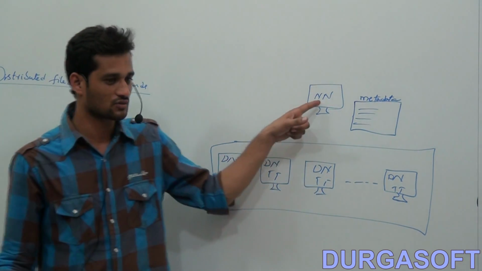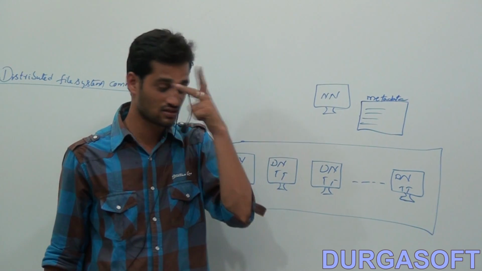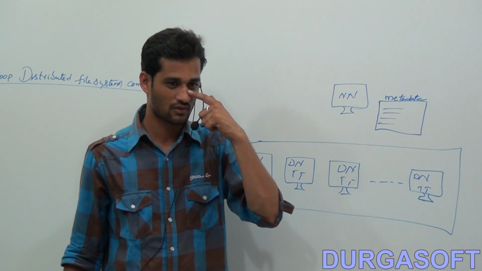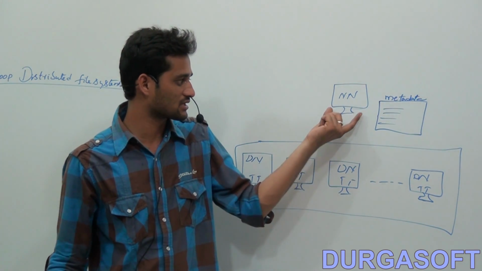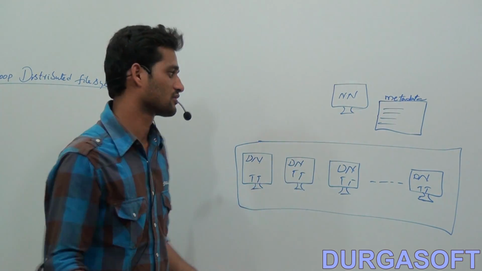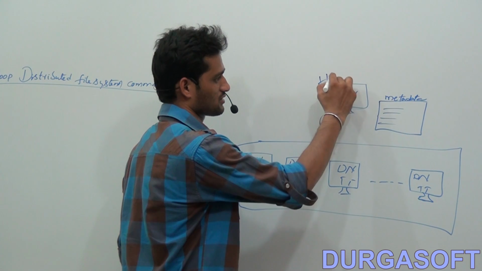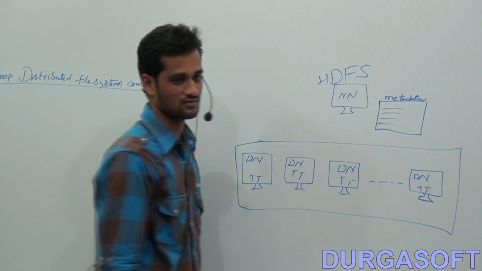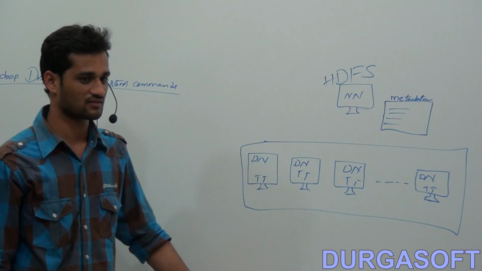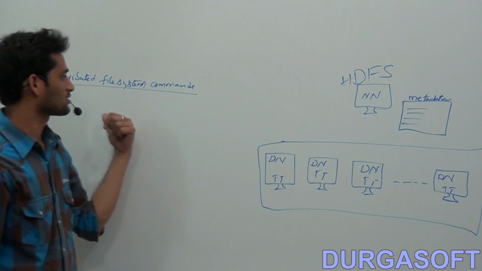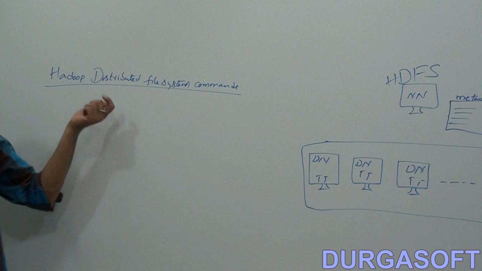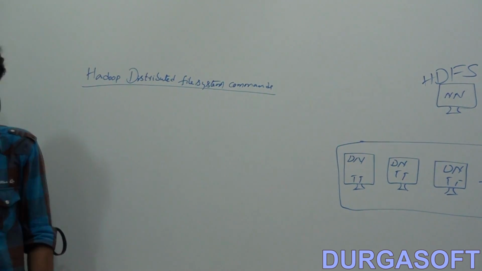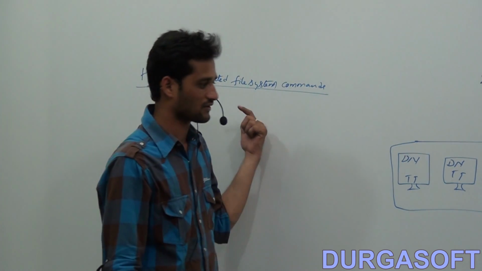As this file system shares this metadata with other local file systems or other clients, we can say that this is a distributed file system, because it distributes its metadata from its file system. So we call it the Hadoop distributed file system. Now we are going to see those Hadoop distributed file system commands. Already we have seen local file system commands, right? Now we are going to see Hadoop distributed file system commands.